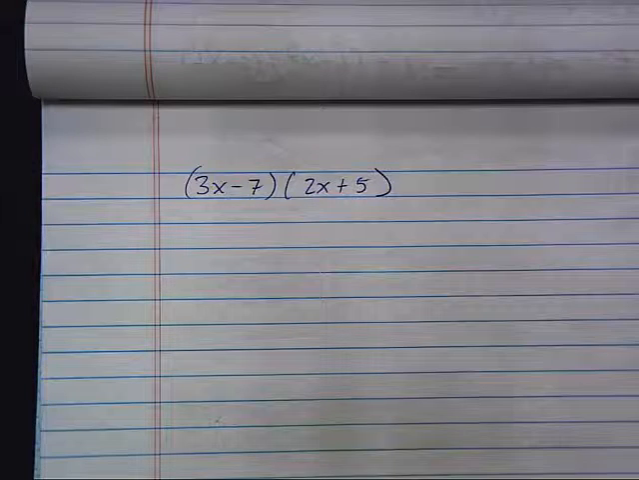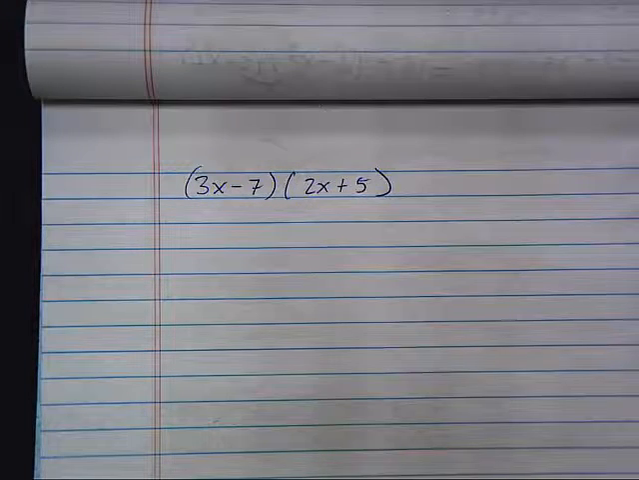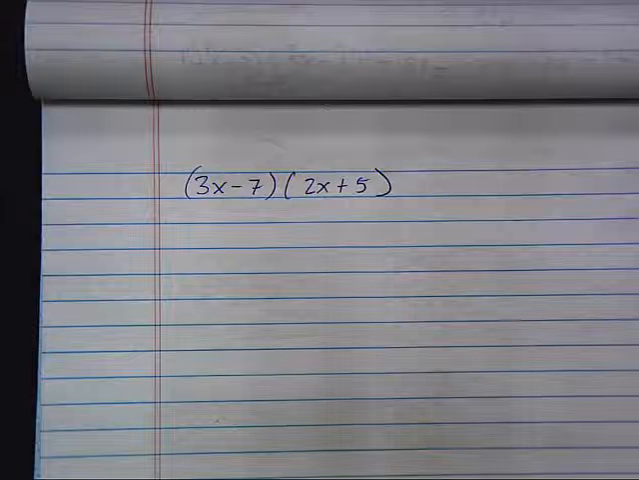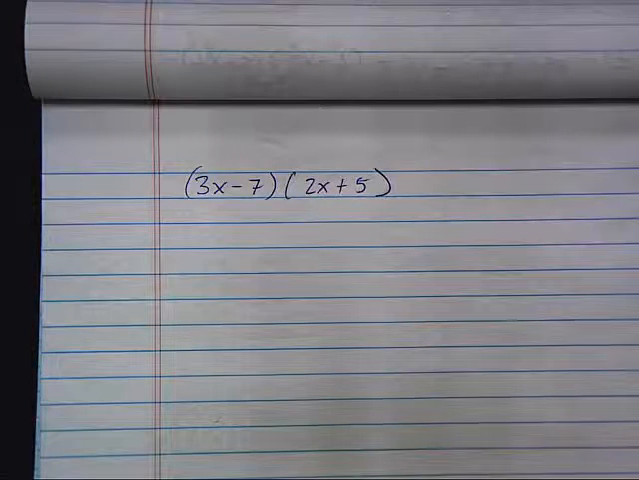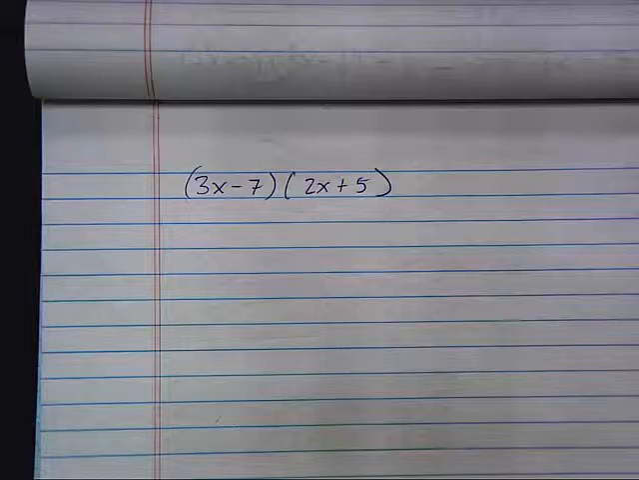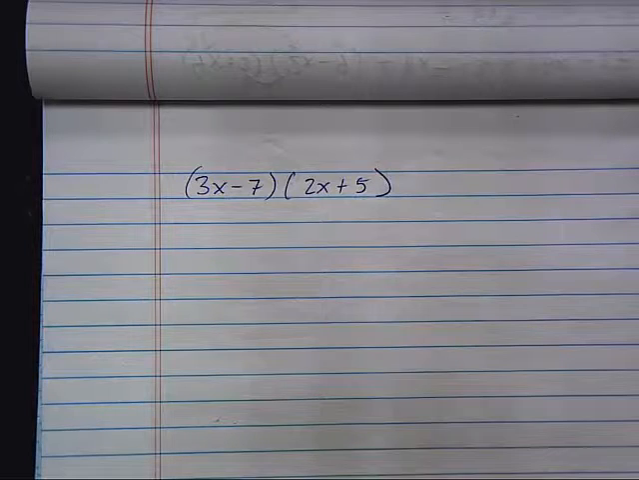Almost every student I've ever taught has at some point seen FOIL. Do you have to do things in that order? Do you have to go first, outside, inside, last? No, why not? Whichever way I start with, I'll still get the same answer. How come? Because it's multiplication. Can I change order when I multiply? Sure I can. Multiplication is commutative.